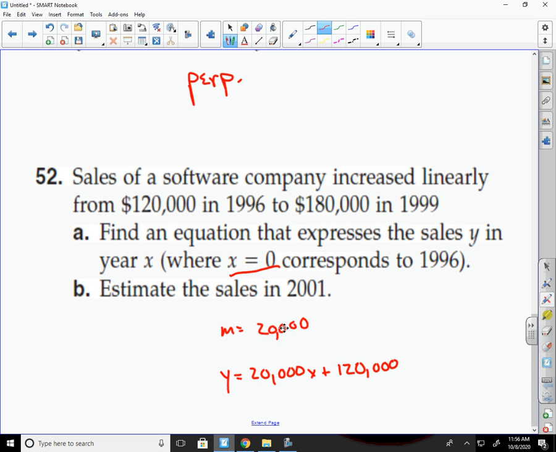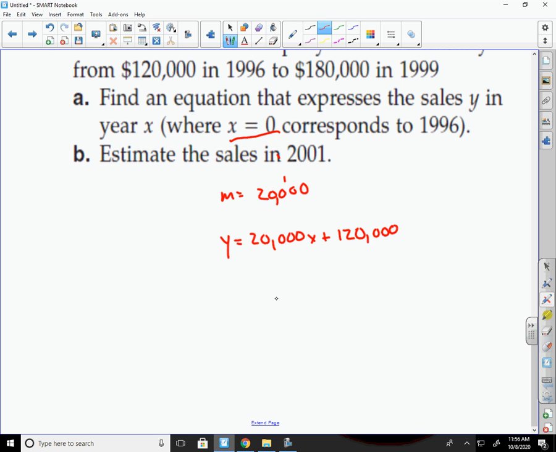Estimate the sales in 2001. That would be 5 years after our original, so I just put 5 in. 20,000 times 5 is 100,000 plus 120 gives me 220,000. That is the sales.